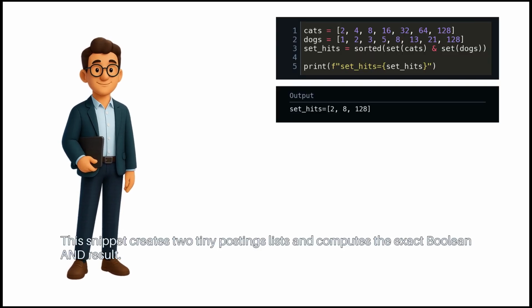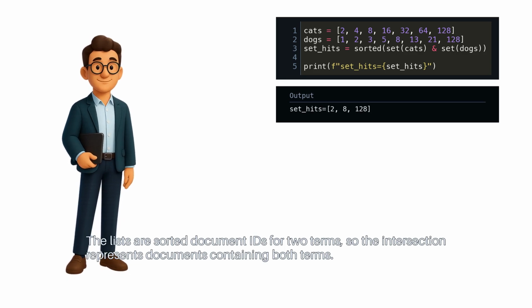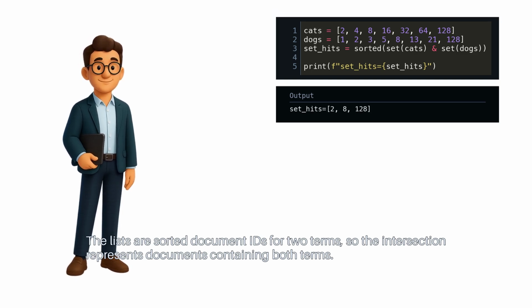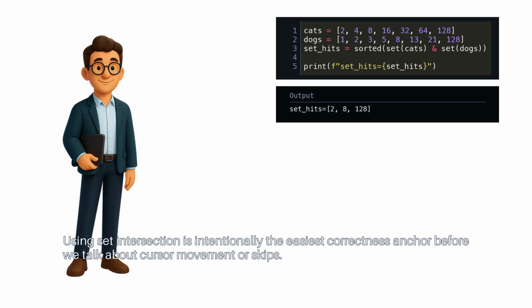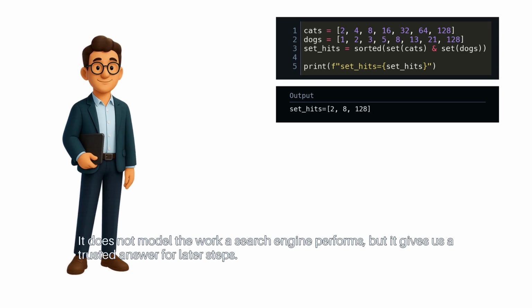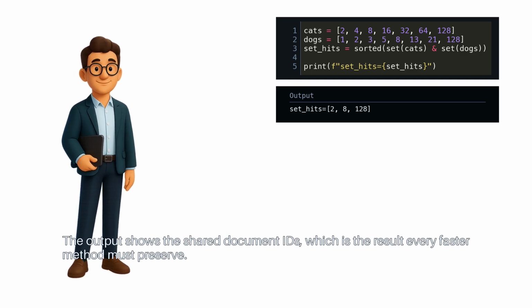This snippet creates two tiny postings lists and computes the exact Boolean AND result. The lists are sorted document IDs for two terms, so the intersection represents documents containing both terms. Using set intersection is intentionally the easiest correctness anchor before we talk about cursor movement or skips. It does not model the work a search engine performs, but it gives us a trusted answer for later steps. The output shows the shared document IDs, which is the result every faster method must preserve.